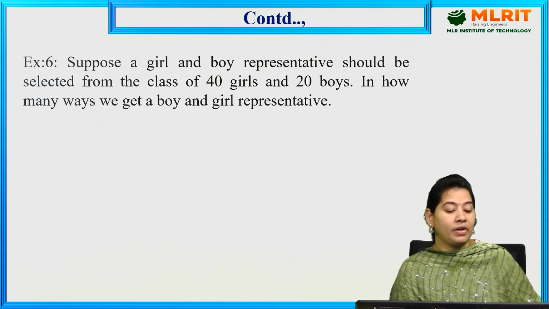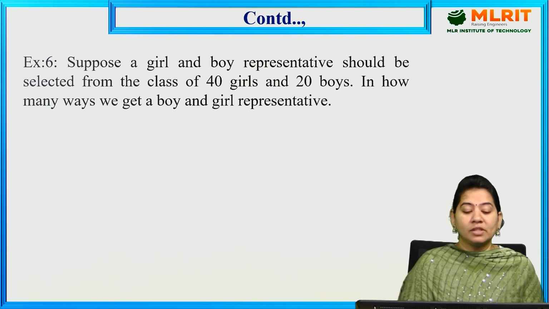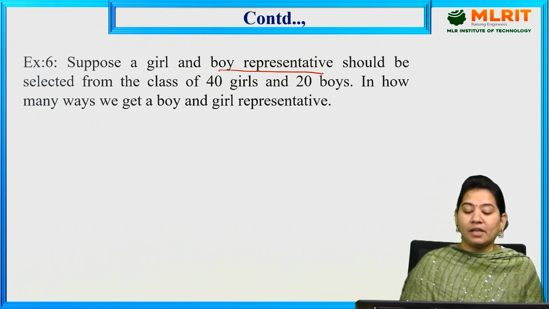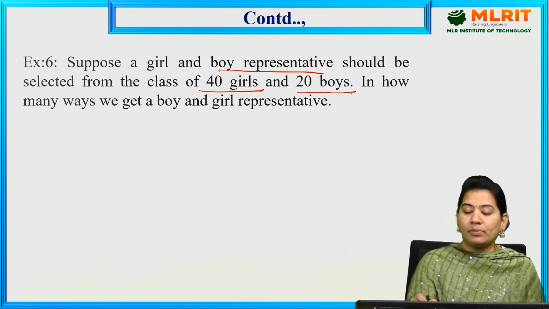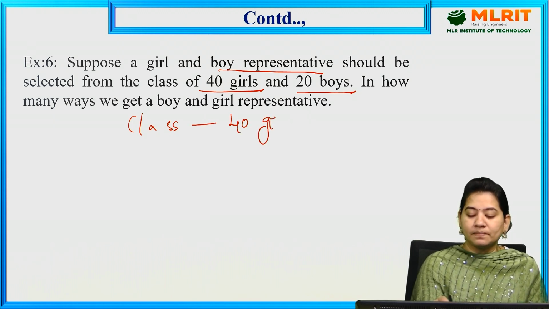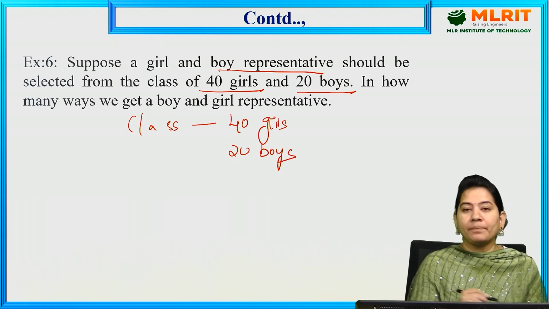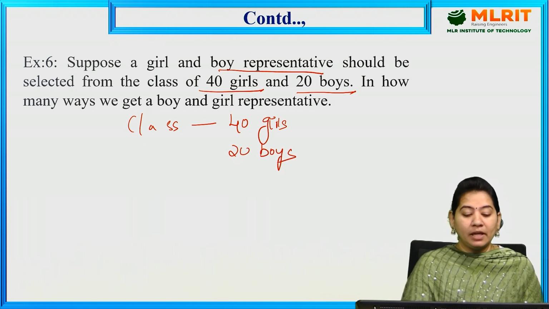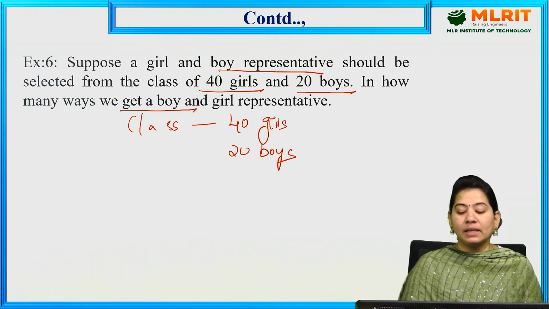In the same way, we have another one. Suppose a girl and a boy representative should be selected from a class of 40 girls and 20 boys. Let us suppose we have a class where we have 40 girls and 20 boys. In how many ways can we get a boy and girl representative?